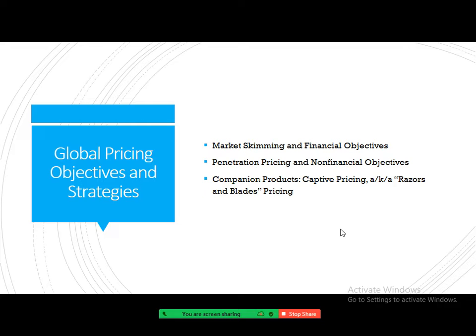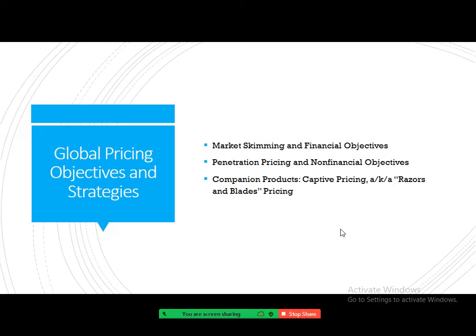We'll talk about global pricing objectives and strategies. There are many, like market skimming and others. First, we'll talk about the basic concept. Whether dealing with a single home country market or multiple country markets, marketing managers must develop pricing objectives as well as various strategies for achieving those objectives. First, you have to set the objectives, then accordingly make strategies to tackle them. However, a number of pricing issues are unique to global marketing.